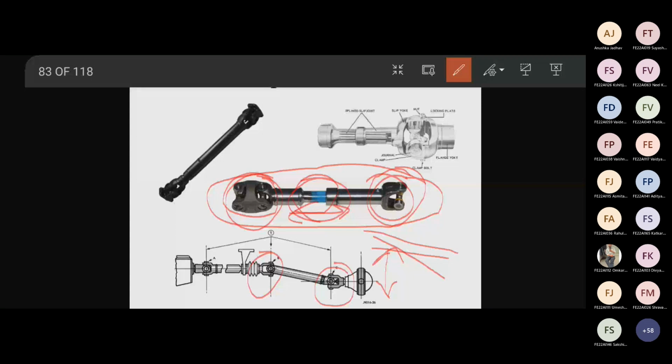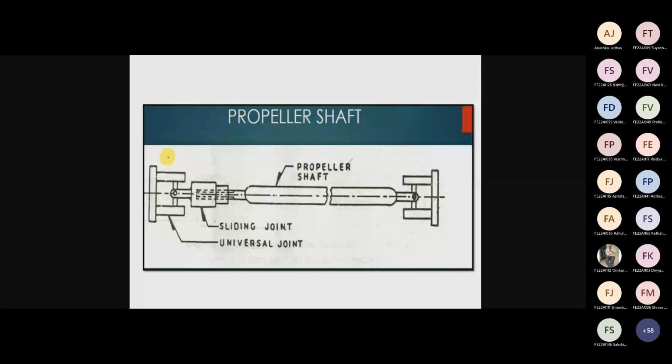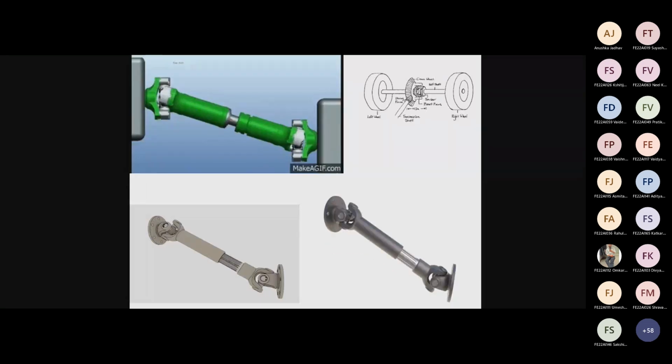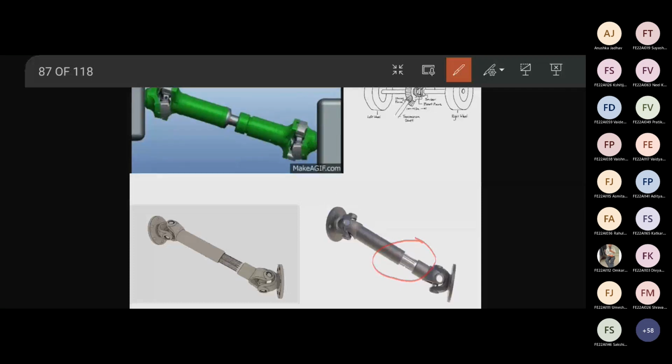Understood propeller shaft? Yes, sir. You can see here propeller shaft, same thing. You can draw this diagram in the exam, right? Yes. See here, you can see how this slip joint is helping to accommodate the change in length. As angle is changing, this will accommodate the change in the length. These are the universal joints.